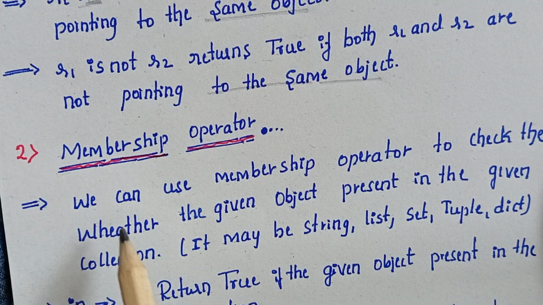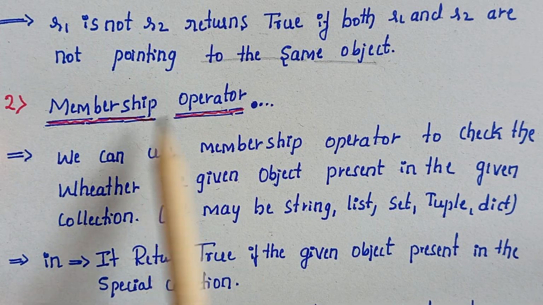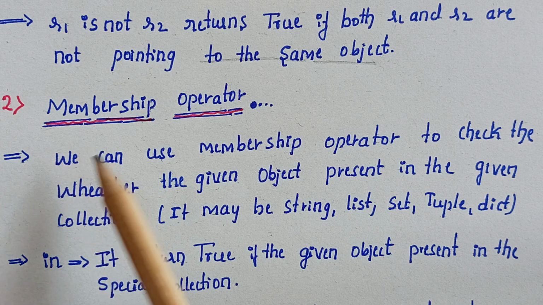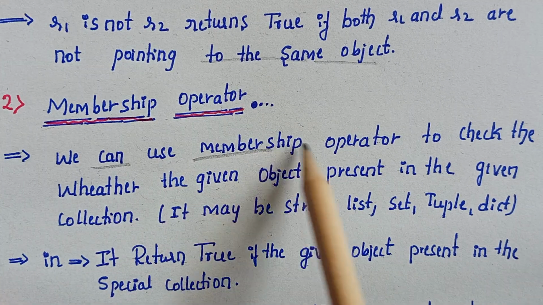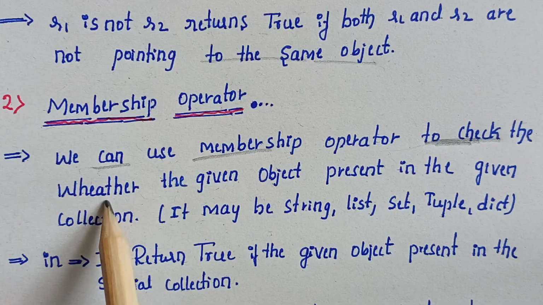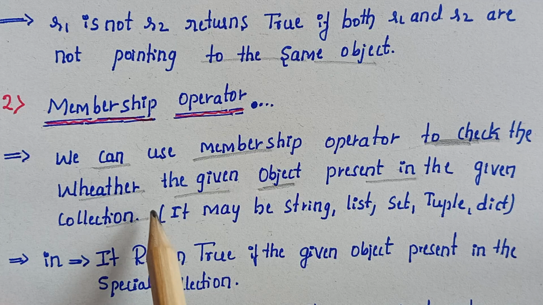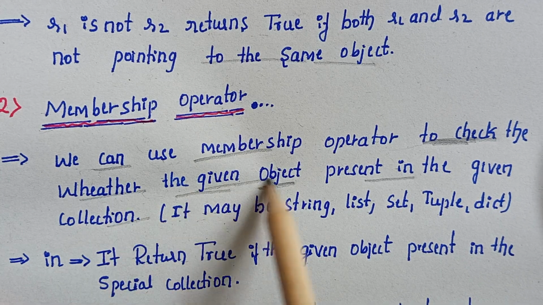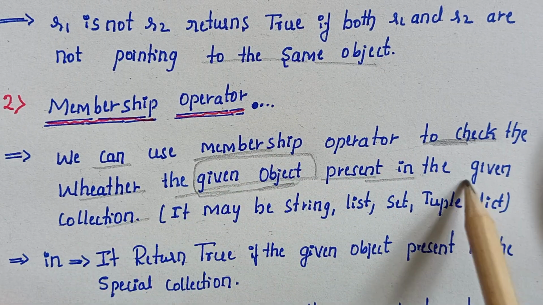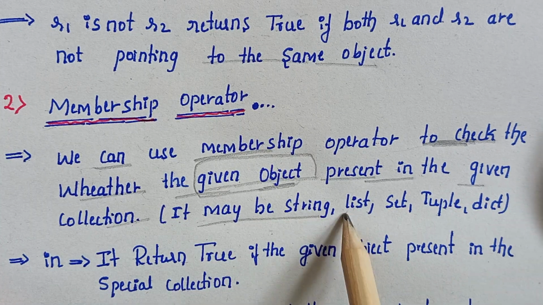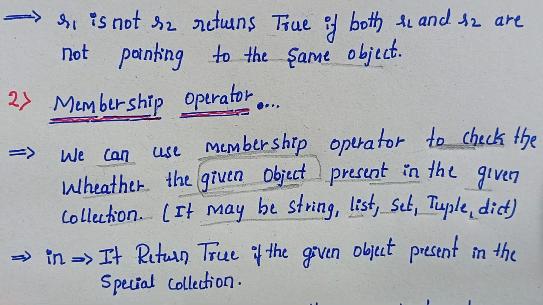The second one is the membership operator. What is the meaning of membership operator? We use the membership operator to check whether the given object is present in the given collection or not. The collection may be a list, string, set, tuple, dictionary, and so on.